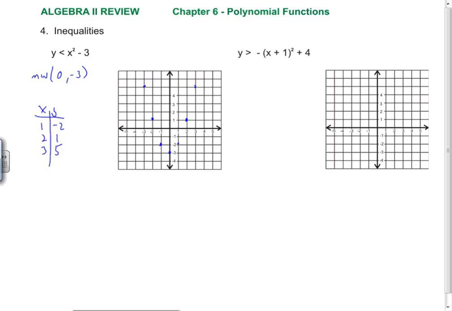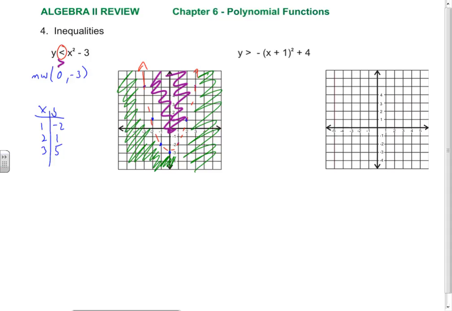Now, remember, less than. That means a dotted line. And remember, we also have to shade. Inequalities, you shade. Where are values less than? Under here. So really anywhere outside the parabola. And we're shading all this. Okay? Now, very quickly, what if this would have been a greater than? Then you'd have been shading in here, right? Follow? That would be the only difference.